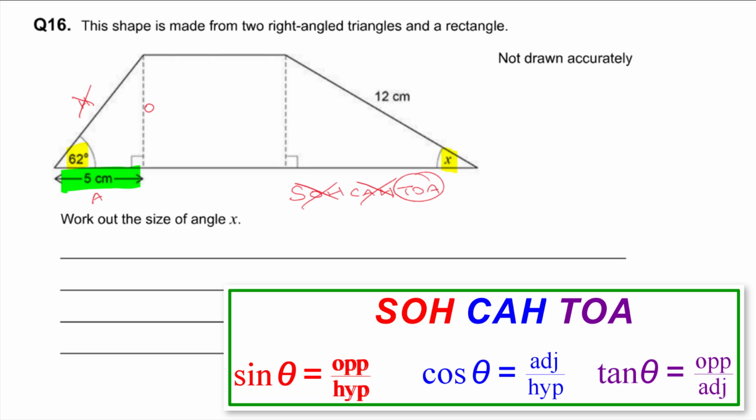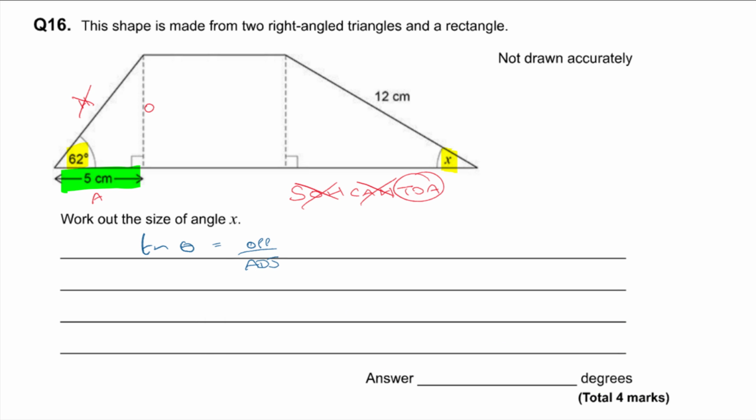So let's write out the tangent. So tan theta is equal to the op over the edge, opposite over adjacent. Subbing in what I know. So then tan 62 is equal to our opposite. Let's call it H because it's the height of the shape, isn't it? I like that better. So let's call that H divided by the adjacent, which is 5. Okay, so then rearranging that, H then is going to be 5 tan 62 then, isn't it? So H equals 5 tan 62.